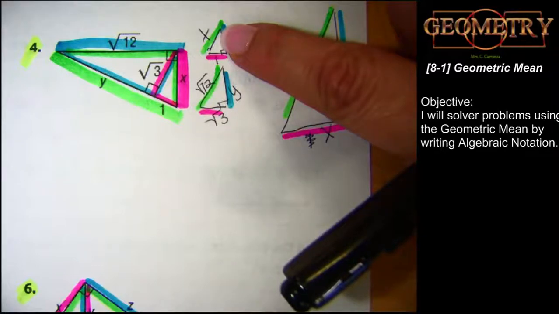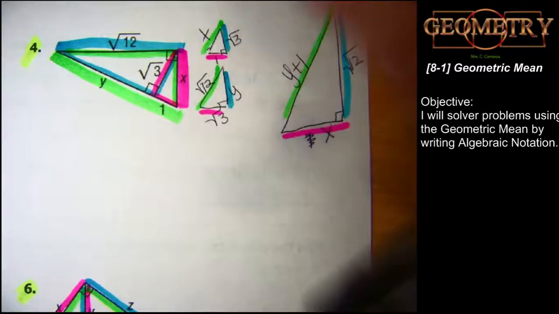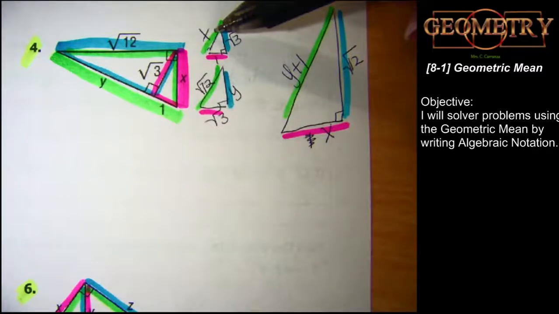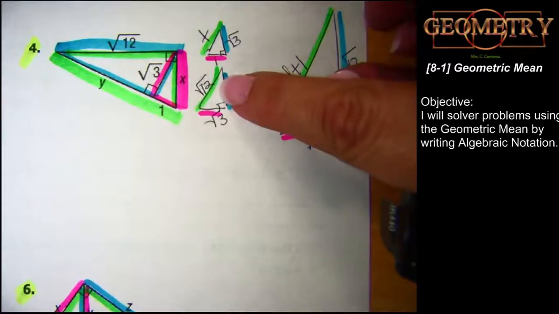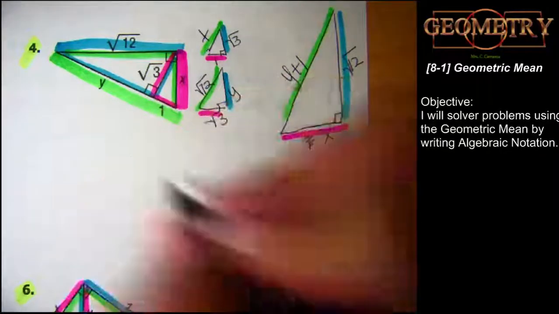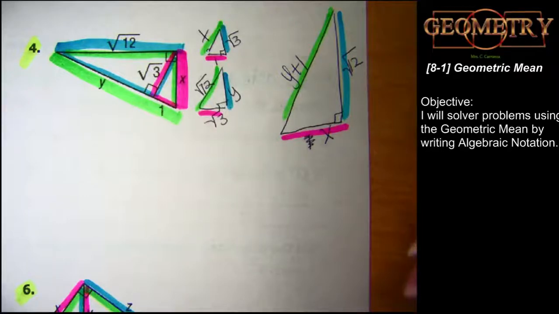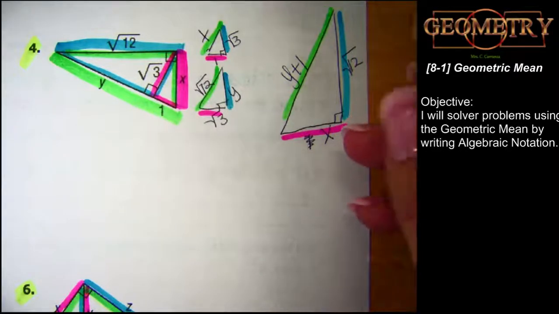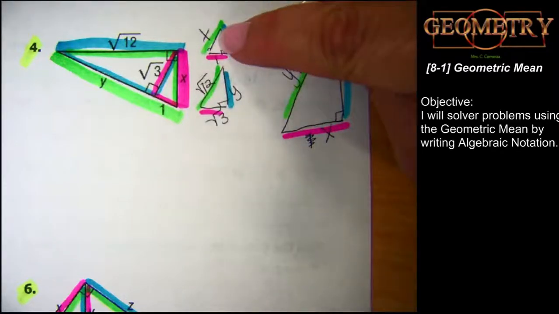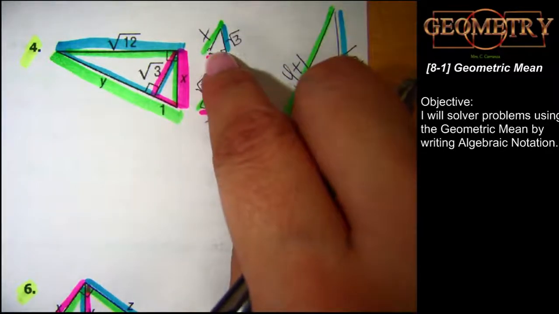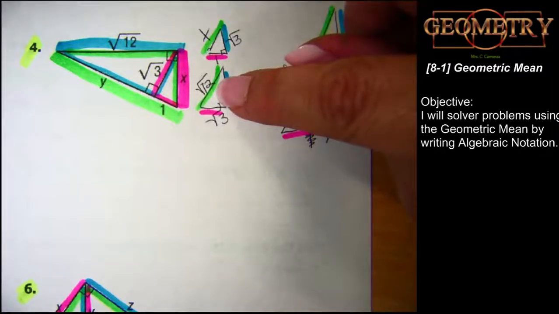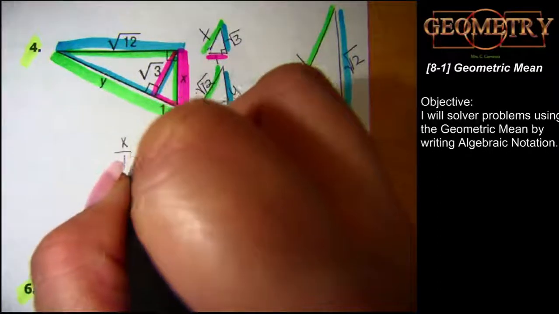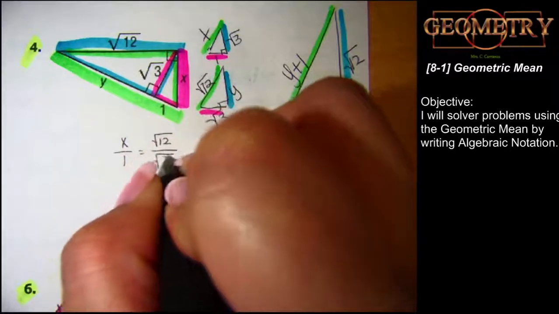So I'm going to use this one. As I'm looking through my triangle, I'm going to look for green and pink sides that give me the most information and the fewest variables. Why look for the pink and the green? Because on this one, x over 1 is an easy fraction to think about, as opposed to x over square root of 3. So x over 1, green over pink. X over 1 equals x over square root of 12 over square root 3.